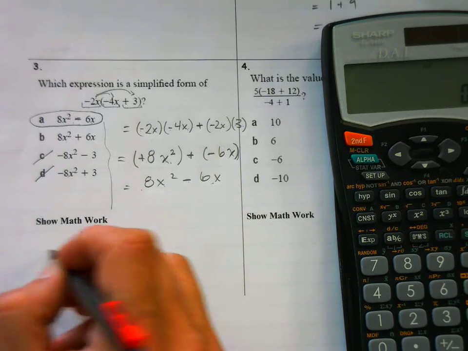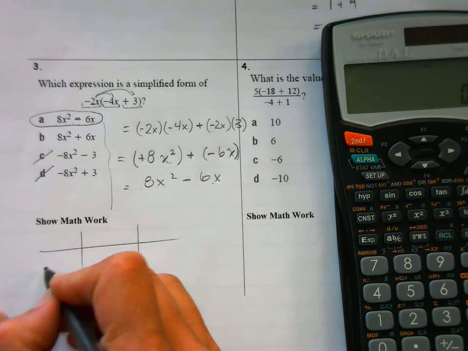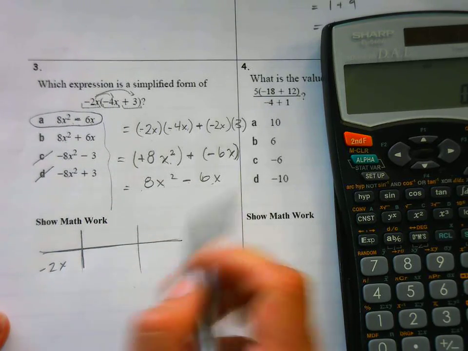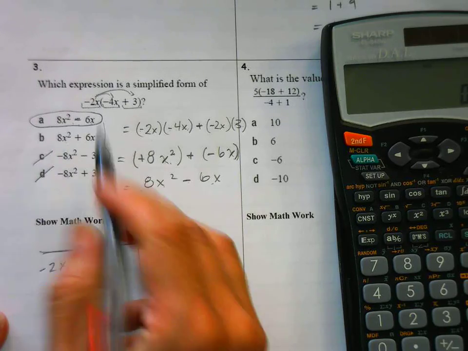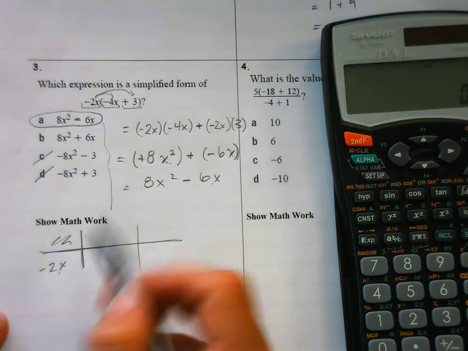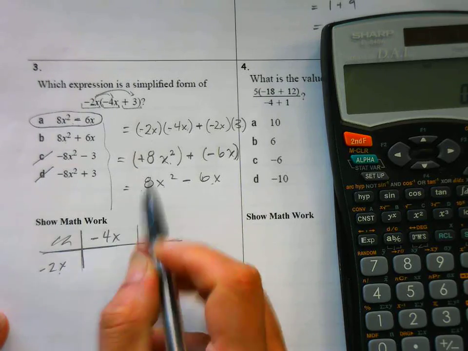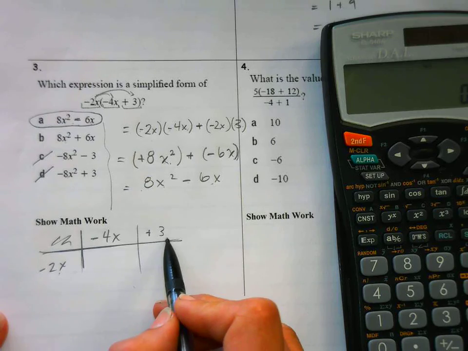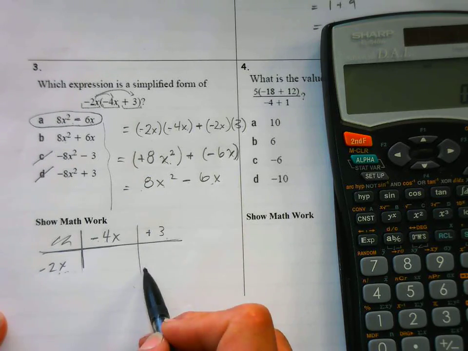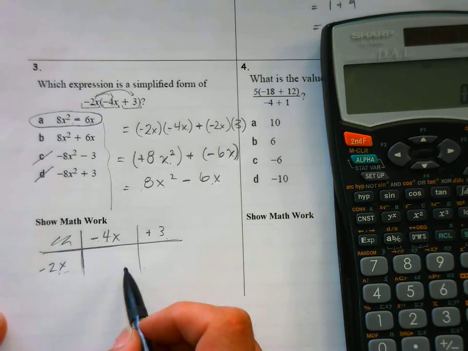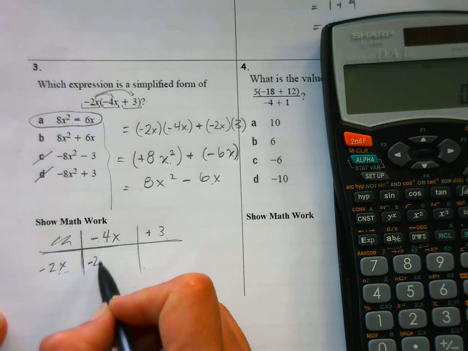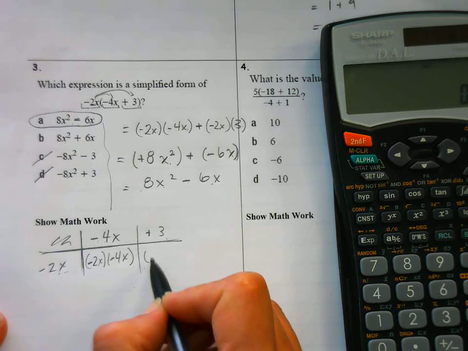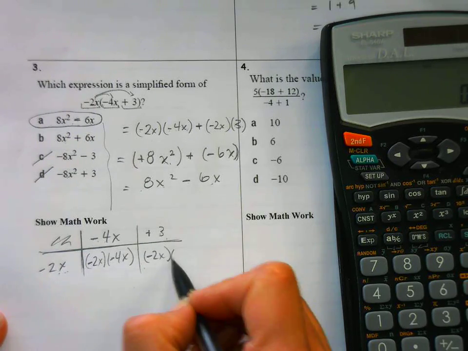Now the other way that some students did it in class, they like to make a little chart. You end up getting the same answer, okay? But think of it like this. You write down this first term here, and then you need to multiply the second term, the first term in the brackets, and our second term is positive 3. Then here's where you make sure that you multiply each term. So you can see here we get negative 2x times negative 4x. And then I'm going to multiply negative 2x times positive 3.